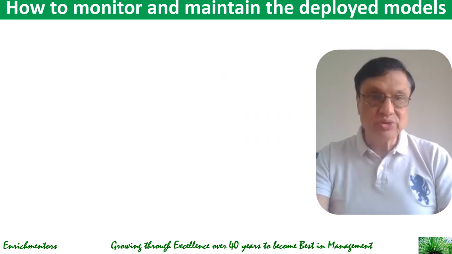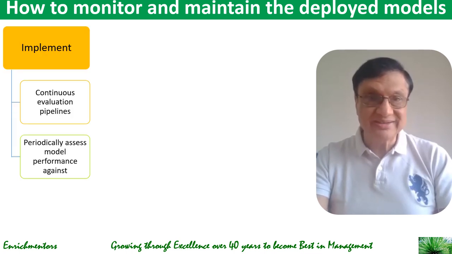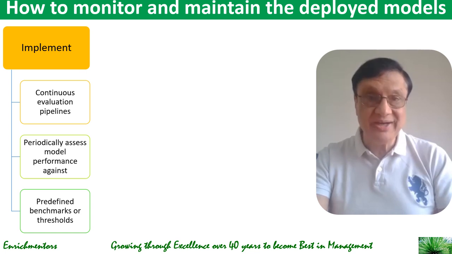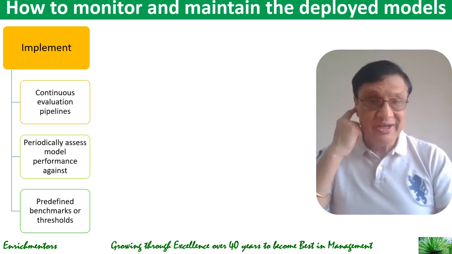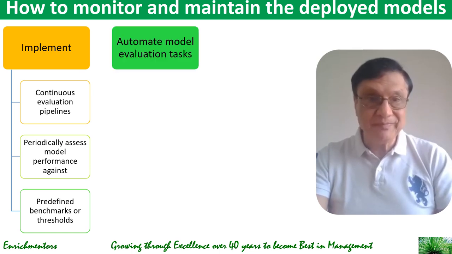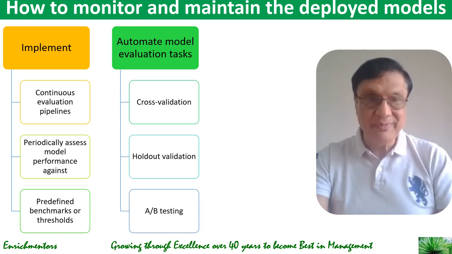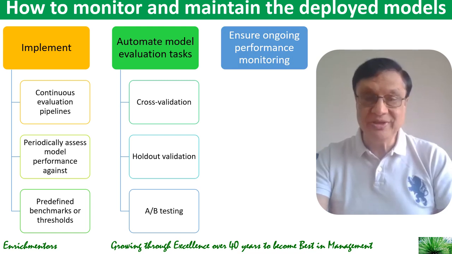Then you need to do continuous evaluation. You need to implement a continuous evaluation pipeline to periodically assess model performance against predefined benchmarks or thresholds. Remember, in evaluation, we talked about these thresholds and benchmarks and the KPIs. So you need to measure against that. Then you can also automate the model evaluation tasks such as cross validation, holdout validation, or A/B testing. And basically, this all can help you ensure ongoing performance monitoring of your deployed model.